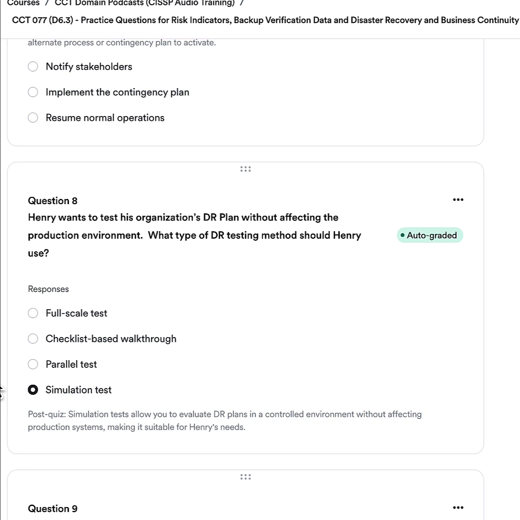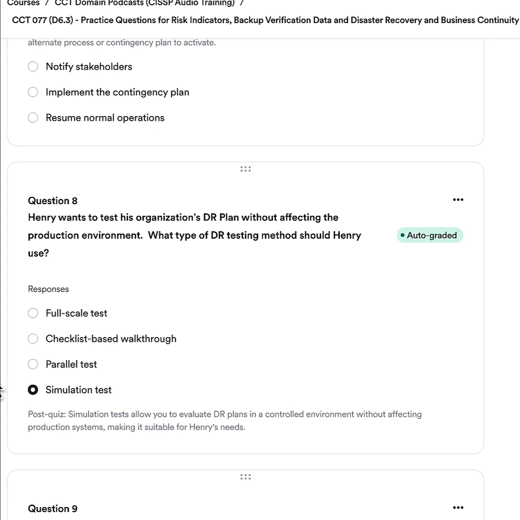Question 8. Henry wants to test his organization's DR plan without affecting the production environment. What type of DR testing method should Henry use? A, a full-scale test. B, a checklist-based walkthrough. C, a parallel test. Or D, a simulation test. So which testing method should he use?